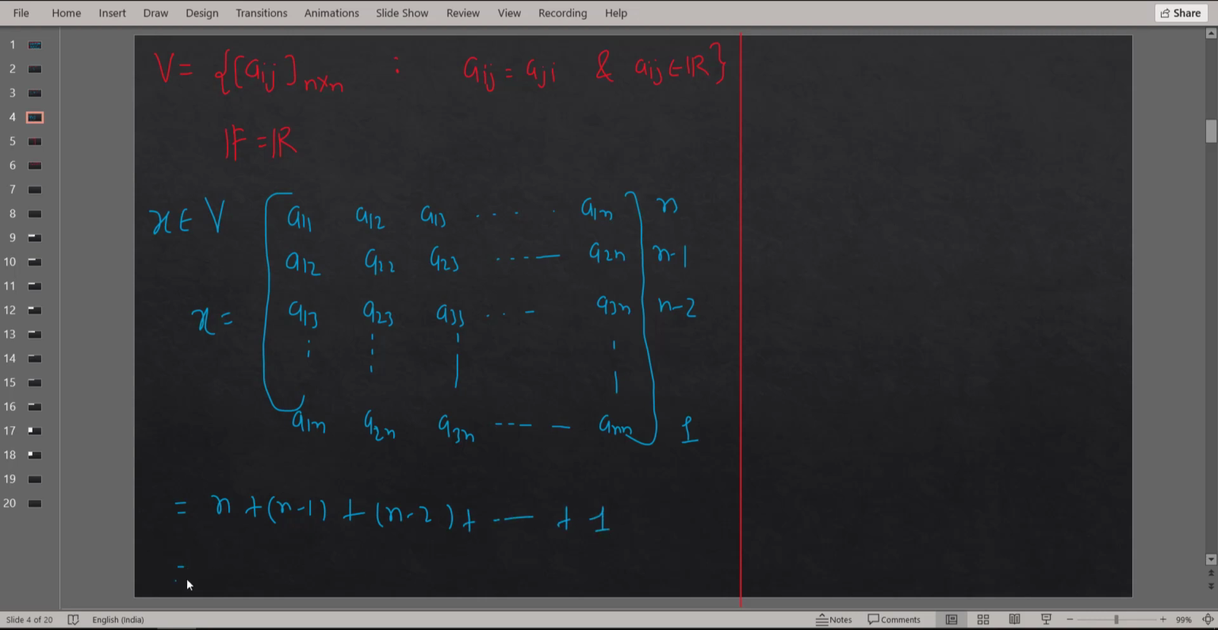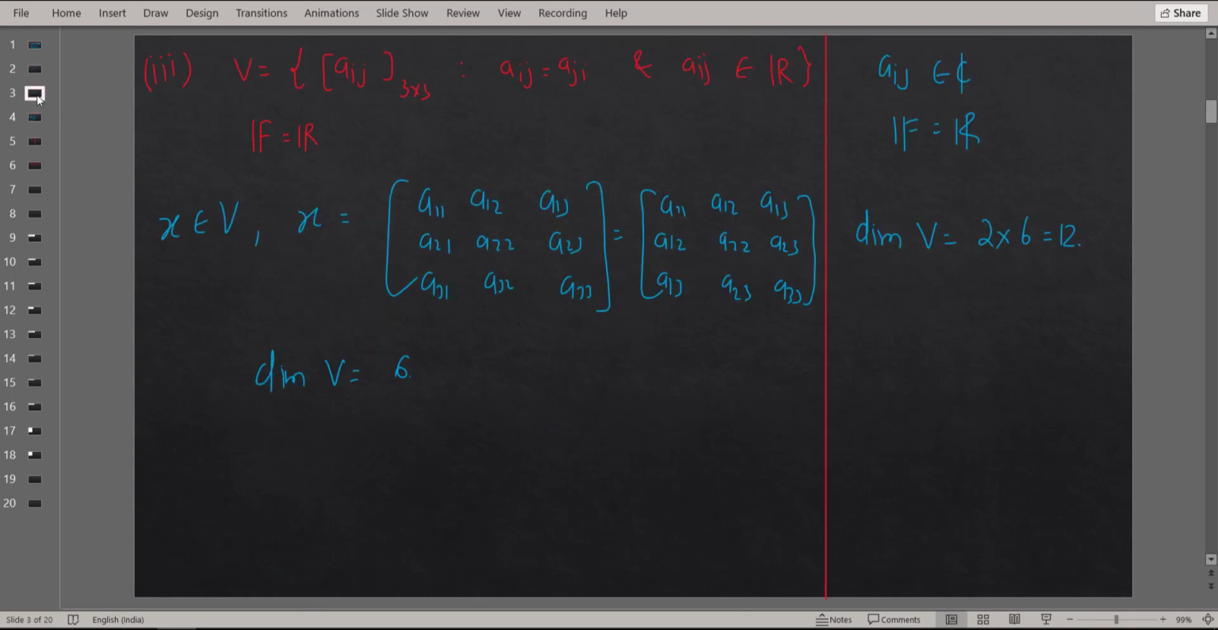So the sum of n natural numbers is n into n plus 1 upon 2. So we generalize that the set of n cross n symmetric matrices has dimension n into n plus 1 upon 2. So in the previous example we can also get the answer by using the formula. Here n equals 3. So the dimension of V is 3 into 3 plus 1, that is 4, upon 2, equals 6.